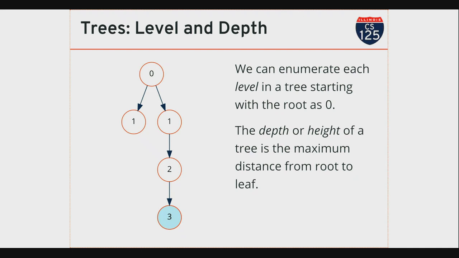So the height of a tree is the maximum number of steps it takes to get from the root to any leaf node. So the height of this tree is 3, okay? It's not 1 because there's a deeper branch over here that I need to go down. Okay. Any questions about this terminology before we go on?